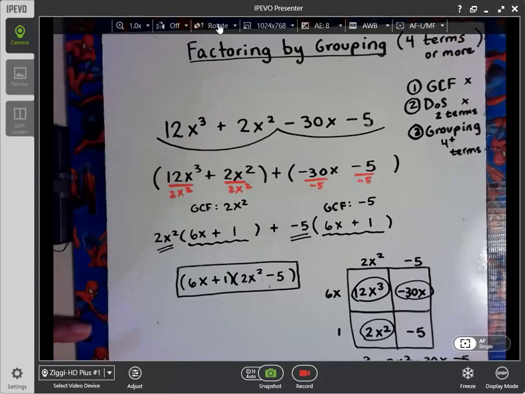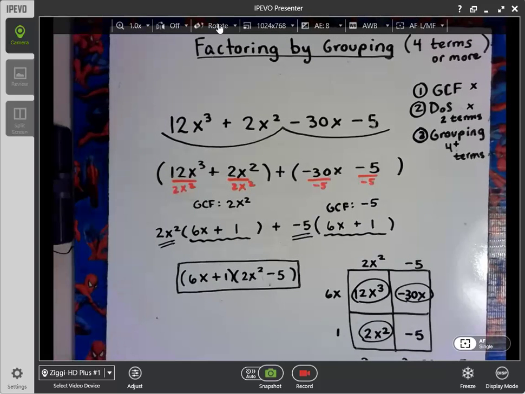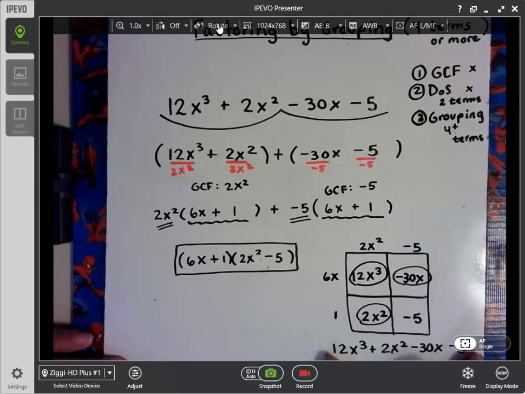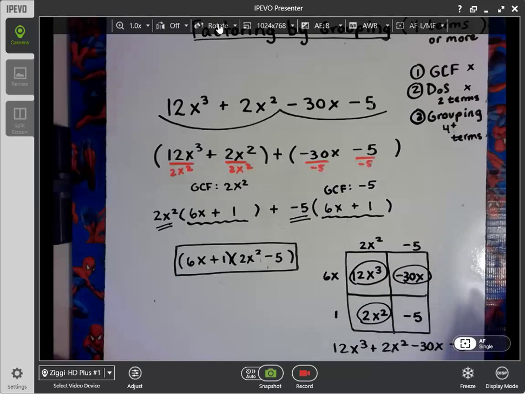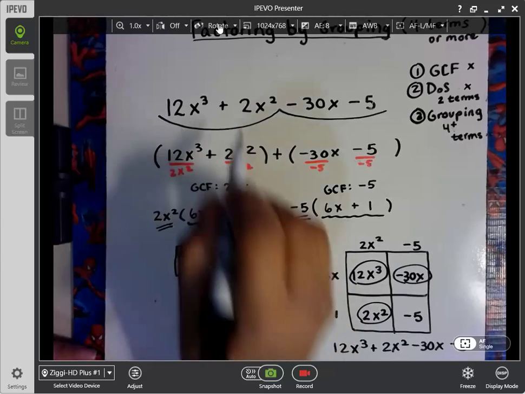And when you go back and you can, whoops, sorry, lower the camera. When you compare what you get here to the original problem, you notice that it's exactly the same. So then yes, this is the factorized version of that problem.